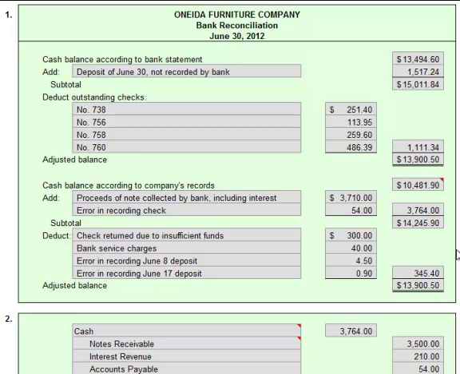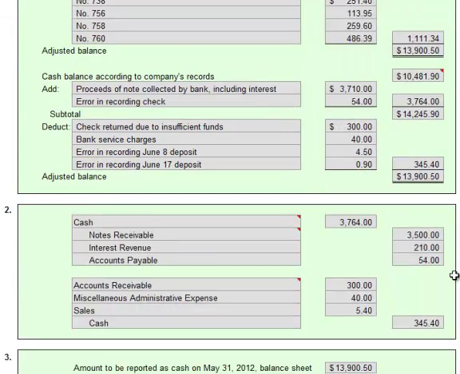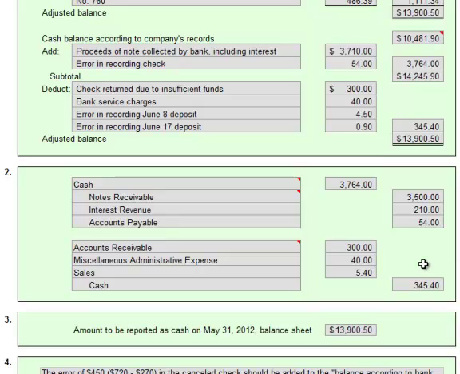The adjusted balance numbers on the first and the second section both have to match in order to be fully correct. Now the next part of the problem is to record journal entries as a result of items that are on the bank statement that are not in the books and records yet. Those would be items that are on the second part of the statement, because remember, these all came from the bank statement. We didn't know them until we got the bank statement.